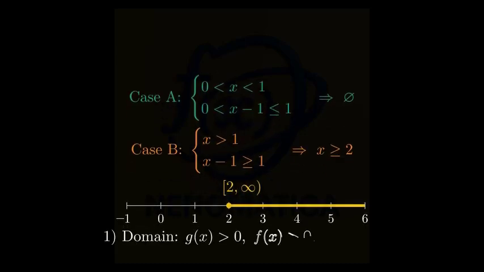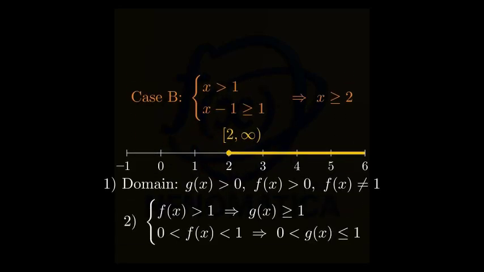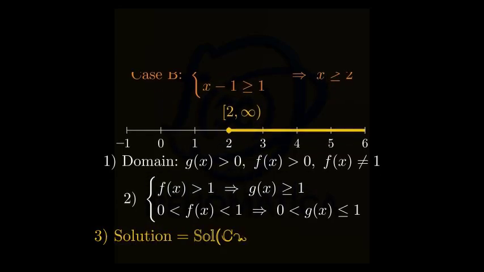To summarize, solving log base f of x of g of x greater than or equal to 0 comes down to 3 steps. 1. Enforce the domain, g of x greater than 0, f of x greater than 0, and f of x not equal to 1. 2. Split into two cases based on the base. If f of x is greater than 1, then g of x is greater than or equal to 1. If 0 is less than f of x and less than 1, then 0 is less than g of x and less than or equal to 1. 3. Solve both systems and take the union of their solutions.